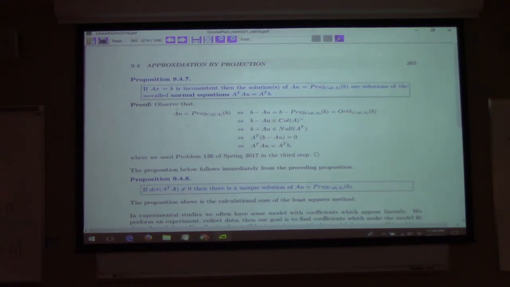So God has been so kind as to design math in such a way that if you can't solve a system of equations Ax = b, and you want to find the best approximation, all you've got to do is take the system, multiply by the transpose of the matrix, and solve that. It's the best approximation. That is stupidly easy. And usually it's unique, but you need that A transpose times A has non-zero determinant.